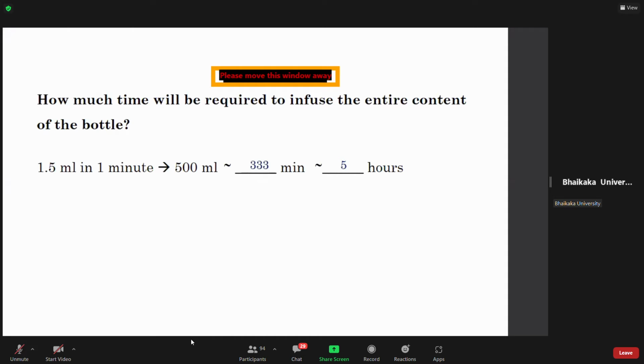So in exam, you may be asked another drug with different condition of the patient, different weight. You have to calculate the dose accordingly.